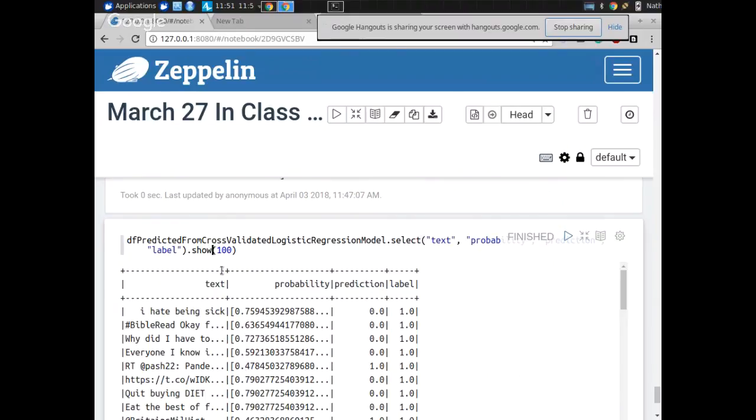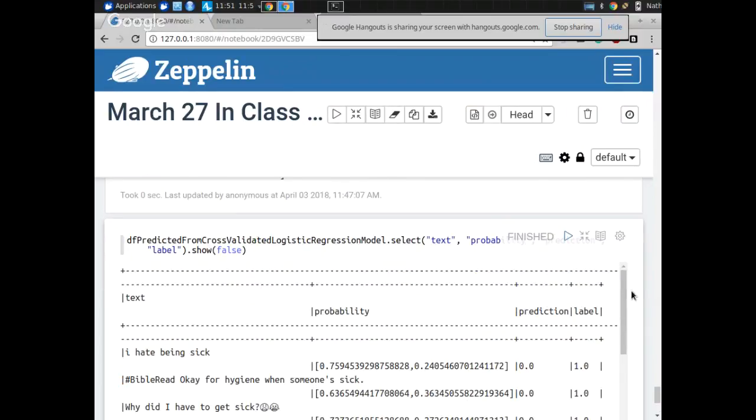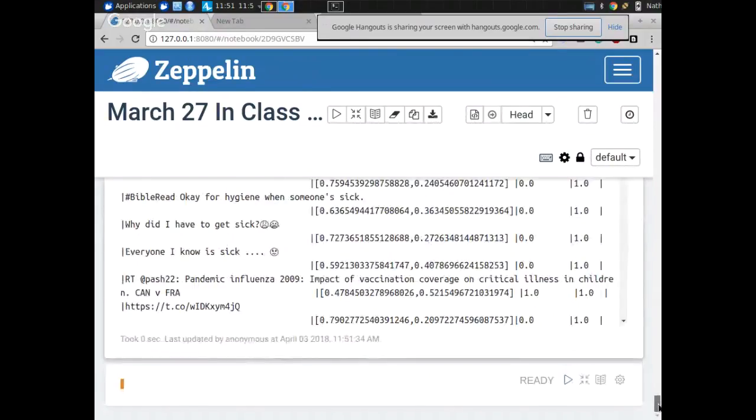Show false, with a bracket. Replace the 100 with false. Okay. So that's a little bit more helpful. That's actually really nice. So here it shows the two sides. I think before it was showing, as Luana guessed, only the probability of not being sick, and now it has the probability of being sick as well, right?